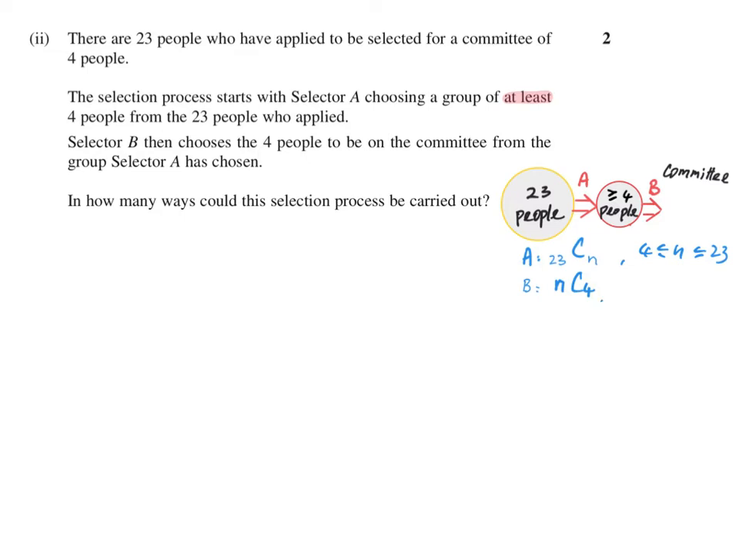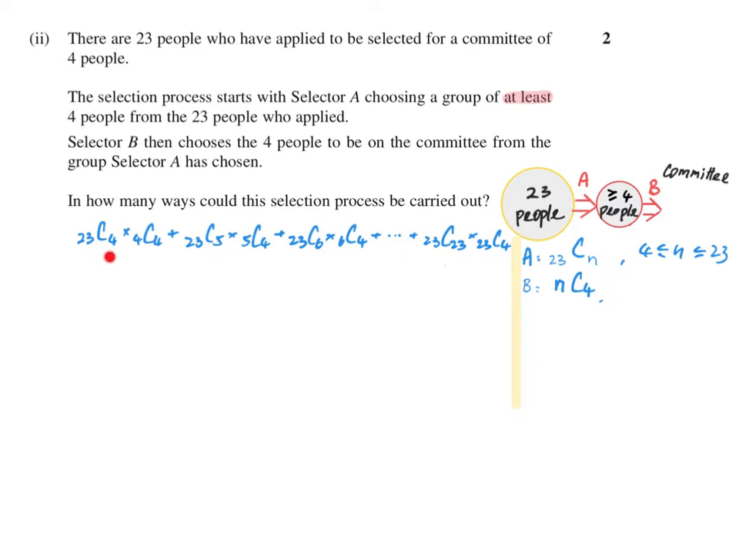Theoretically, it is simple because you just get the product of these 2 and that will do. But the problem now is that n is changing. It can be 4, can be 5, can be 6. It can be all the way up to 23. The total number of ways of the selection process becomes like this.